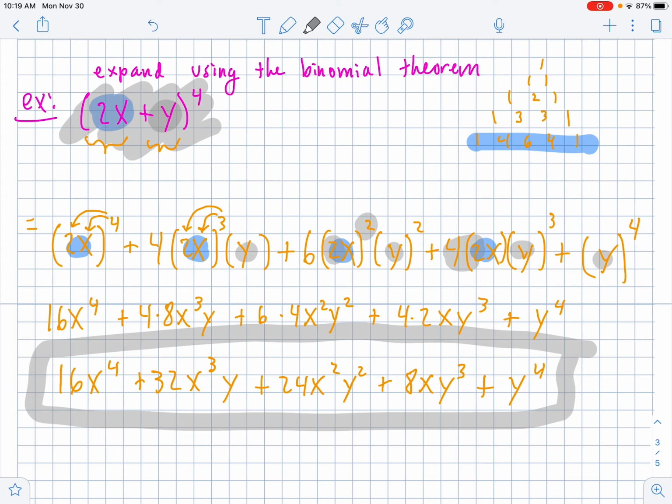Okay, you guys, you just have 6 problems to expand tonight, and then we will get into some more nuanced stuff next class with the binomial theorem.